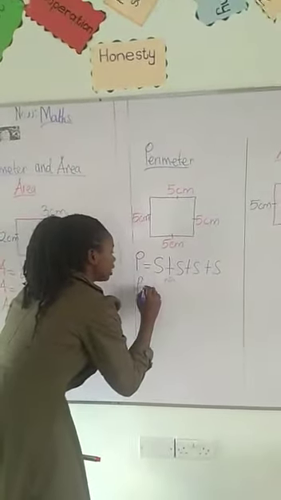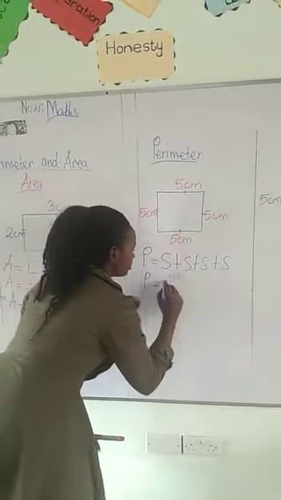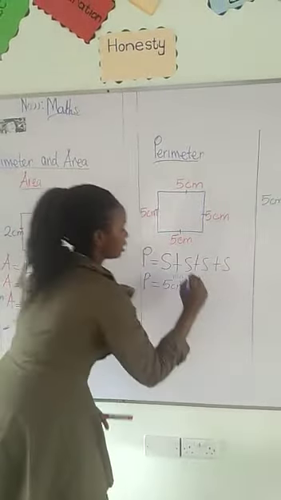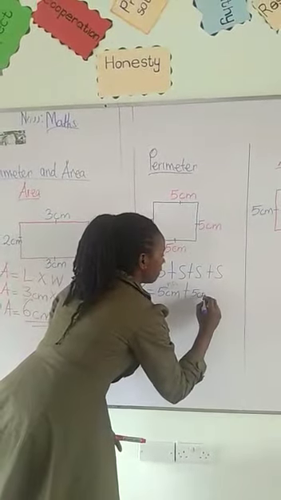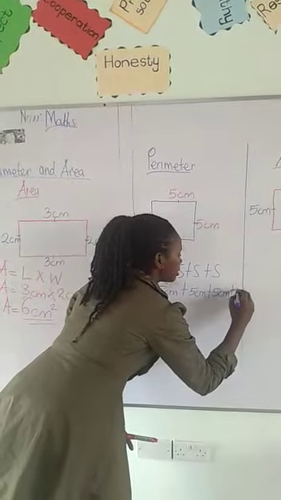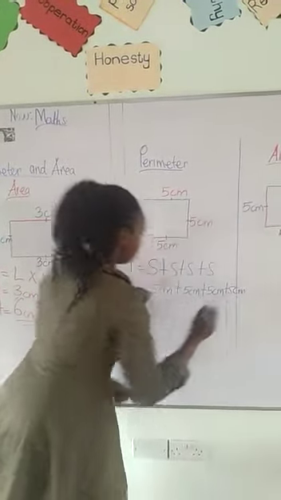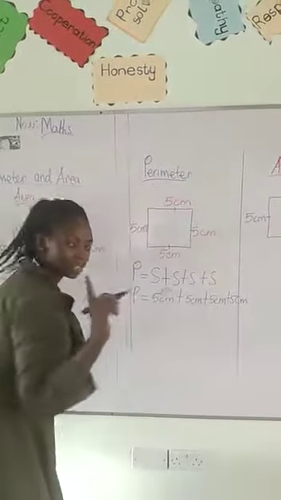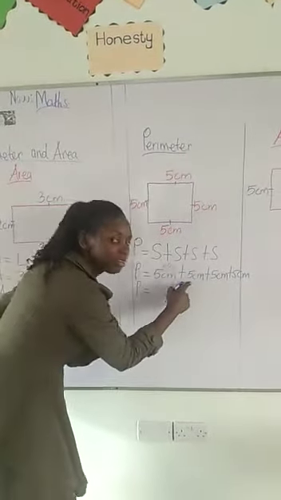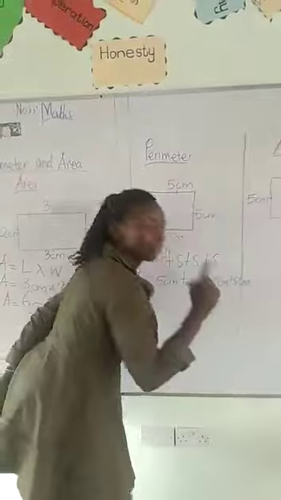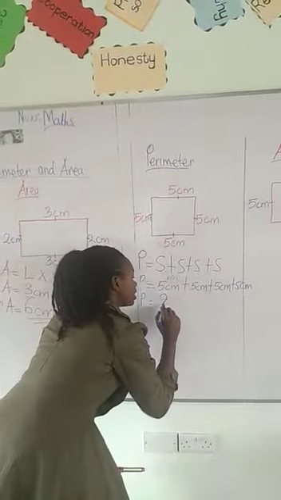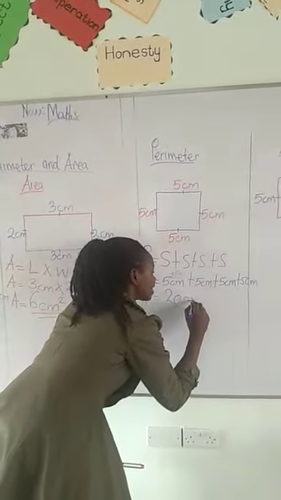So perimeter equals 5 centimeters plus 5 centimeters plus 5 centimeters plus 5 centimeters. What is the answer? My perimeter is 5 plus 5 equals 10 plus 5, 15 plus 5, 20. So my perimeter is 20 centimeters.